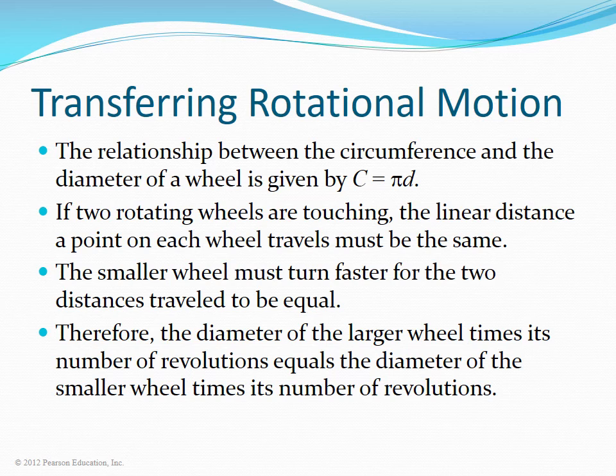The relationship between the circumference and the diameter of the wheel is given by circumference is pi times the diameter d. If two rotating wheels are touching, the linear distance a point on each wheel travels must be the same. The smaller wheel must turn faster for the two distances traveled to be equal. Therefore, the diameter of the larger wheel times its number of revolutions equals the diameter of the smaller wheel times its number of revolutions.